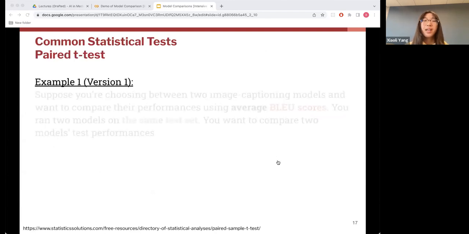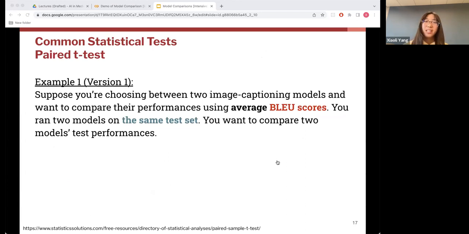Okay, here we go. Before we introduce the dry definition or formula of the paired t-test, let's first look at this modified example. Again, our old friend example one, but I added more details. Suppose you are choosing between two image captioning models and you want to compare the performances using average BLEU scores. You run the two models on the same test set. That means we have paired observations, right? And then you want to compare the two models' test performance. So here is where the paired t-test comes into play.